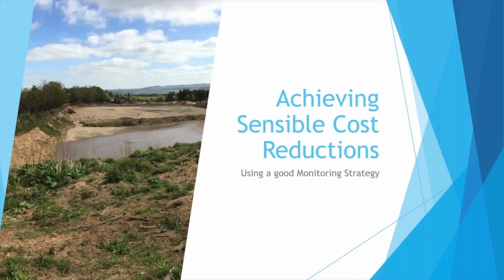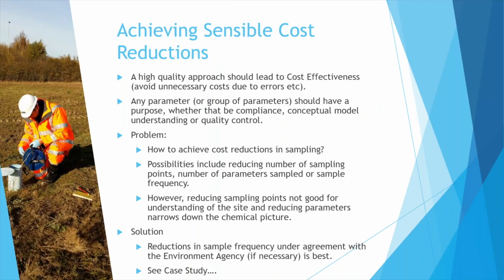So let's have a look at achieving sensible cost reductions with the idea of using a good monitoring strategy during the design stage of your monitoring. So just up to this point, we've been talking about the quality of your methodology, the quality of the data. So the first point to say is that by trying to ensure a high quality approach to your design, that should lead to cost effectiveness by avoiding unnecessary costs due to errors or repeat work. When you're choosing any parameter at the design stage, there needs to be a good justification for each of the parameters you choose, whether that's for compliance or conceptual model understanding or quality control purposes.